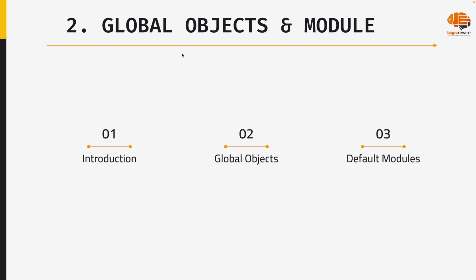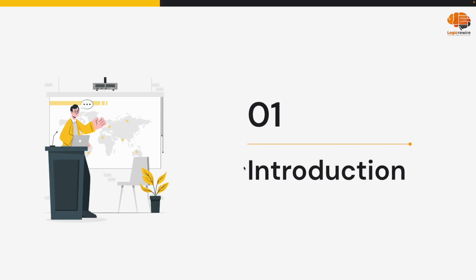Okay, so in this module, we are going to see first the introduction, what is global. Second, we are going to see objects, what are the global objects. And third, we are going to see what are the default modules. Modules I'll discuss in detail in upcoming classes, like what a module is exactly. So today let's go for global objects.